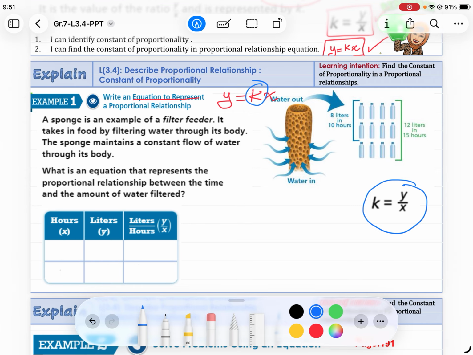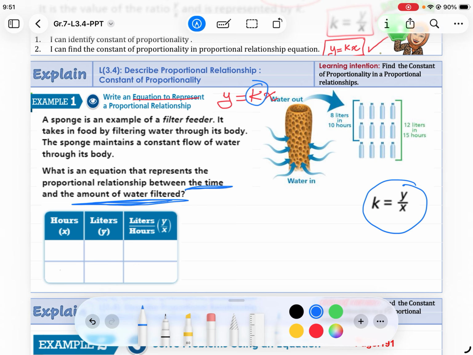So we have here a sponge. It's an example of a filter feeder. It takes in food by filtering water through its body. So the sponge maintains a constant flow of water, as you can see from the picture. What is the equation that represents the proportional relationship between the time and the amount of water filtered? So this sponge basically helps you filter water. Water comes in, comes out filtered.